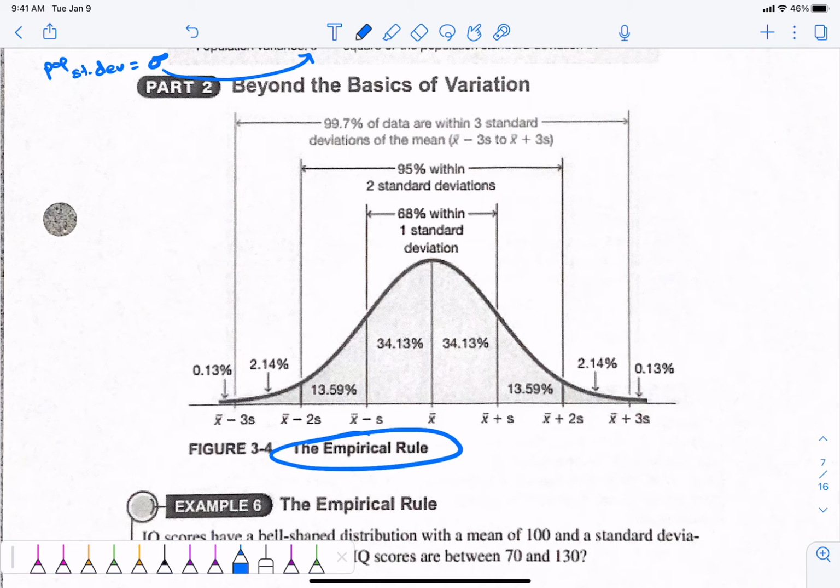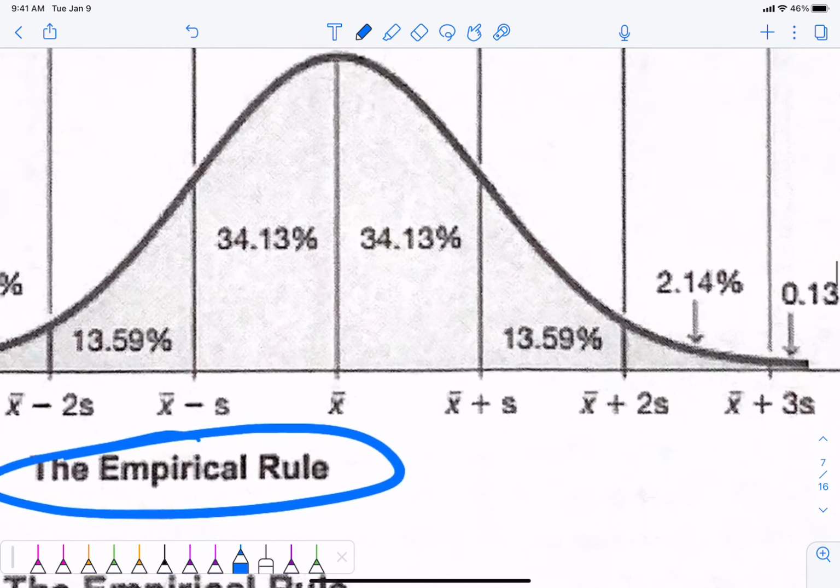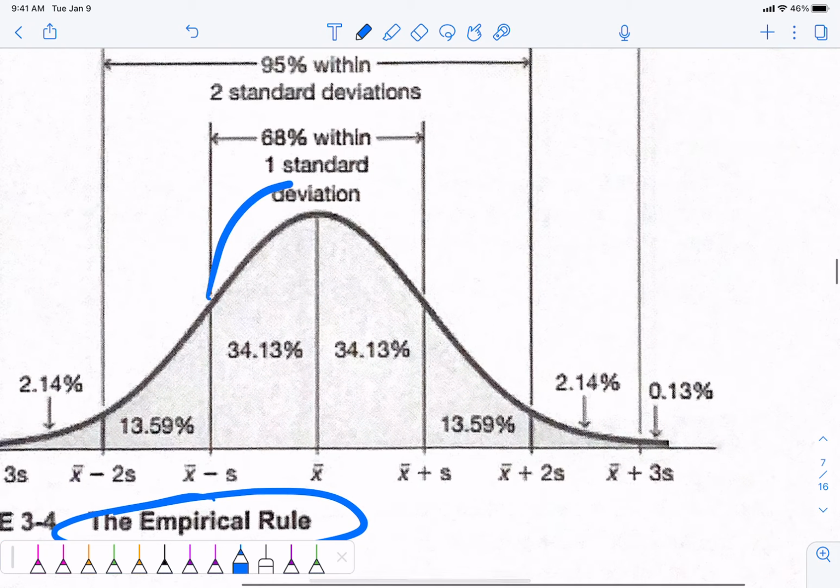And basically what happened is he took data set after data set after data set, and he found that 68% of all data in each data set lies within one standard deviation of the mean.